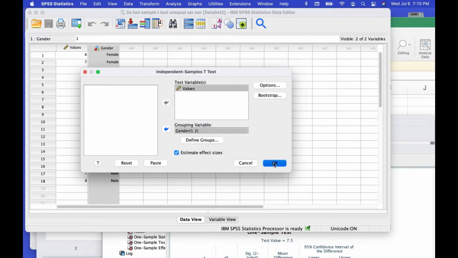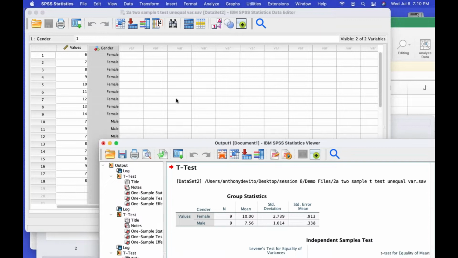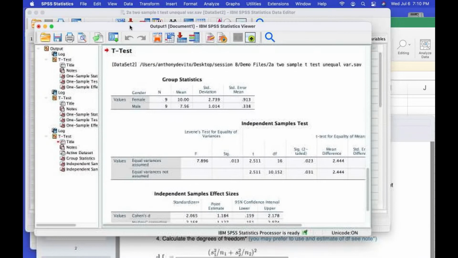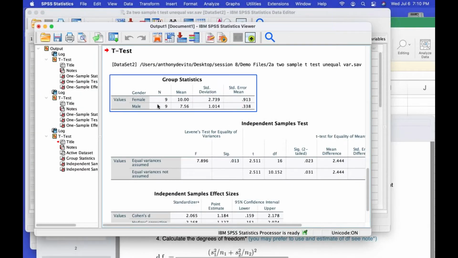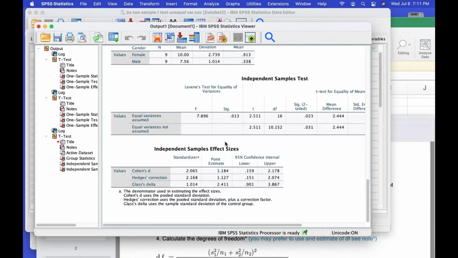Okay, so I'm going to click OK. Our output window is going to come back up, and we're going to see that it gives us some basic statistics. It tells us the mean for females is 10. The mean for males is 7.56. We know that because we just did that. The standard deviation for the 2 groups is just as we calculated before. It calculates standard errors of the 2 individual groups over here, just for the hell of it. But it actually does a much more complicated analysis down here.